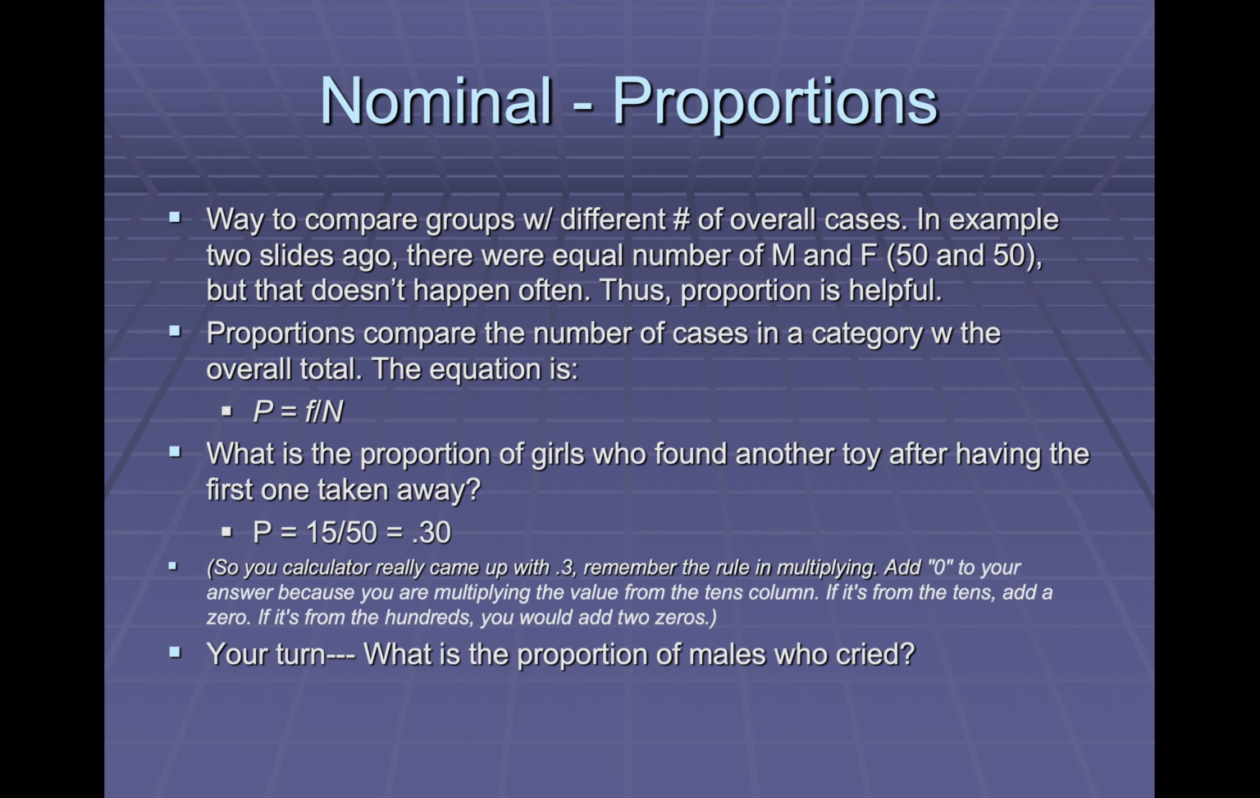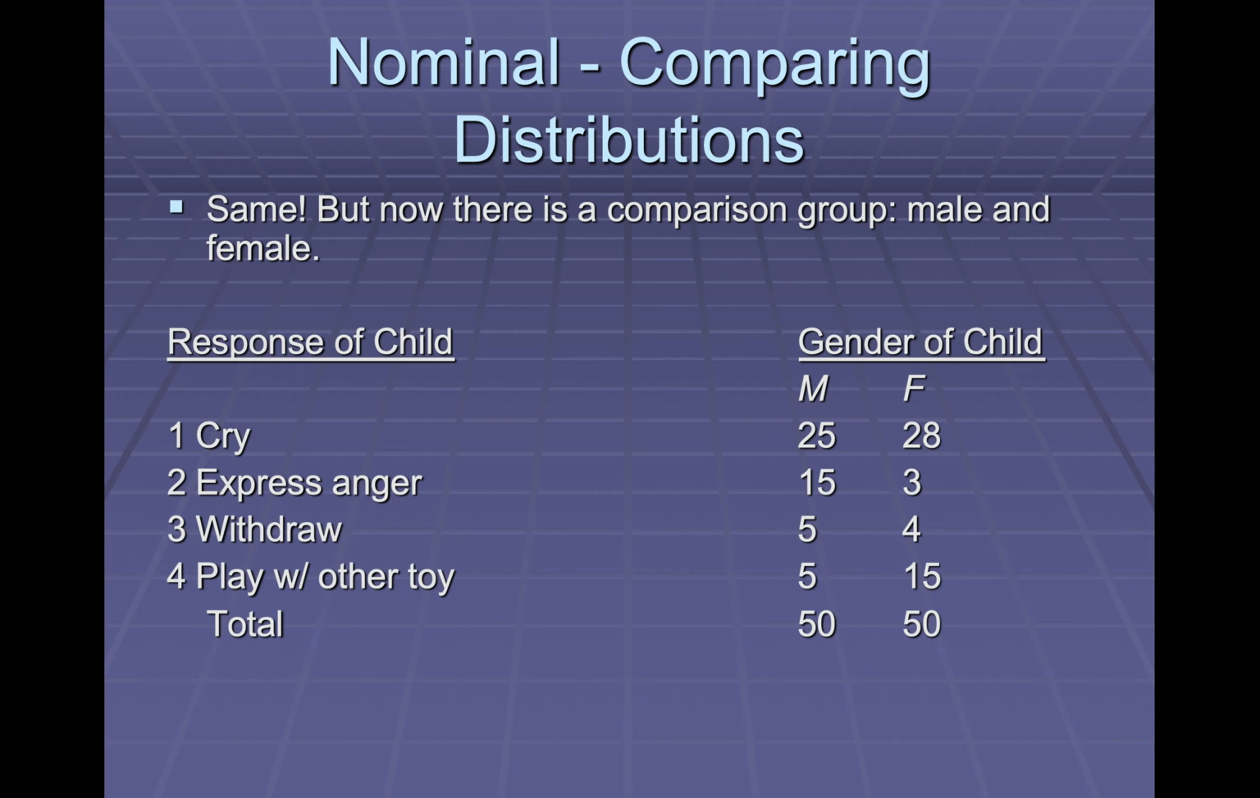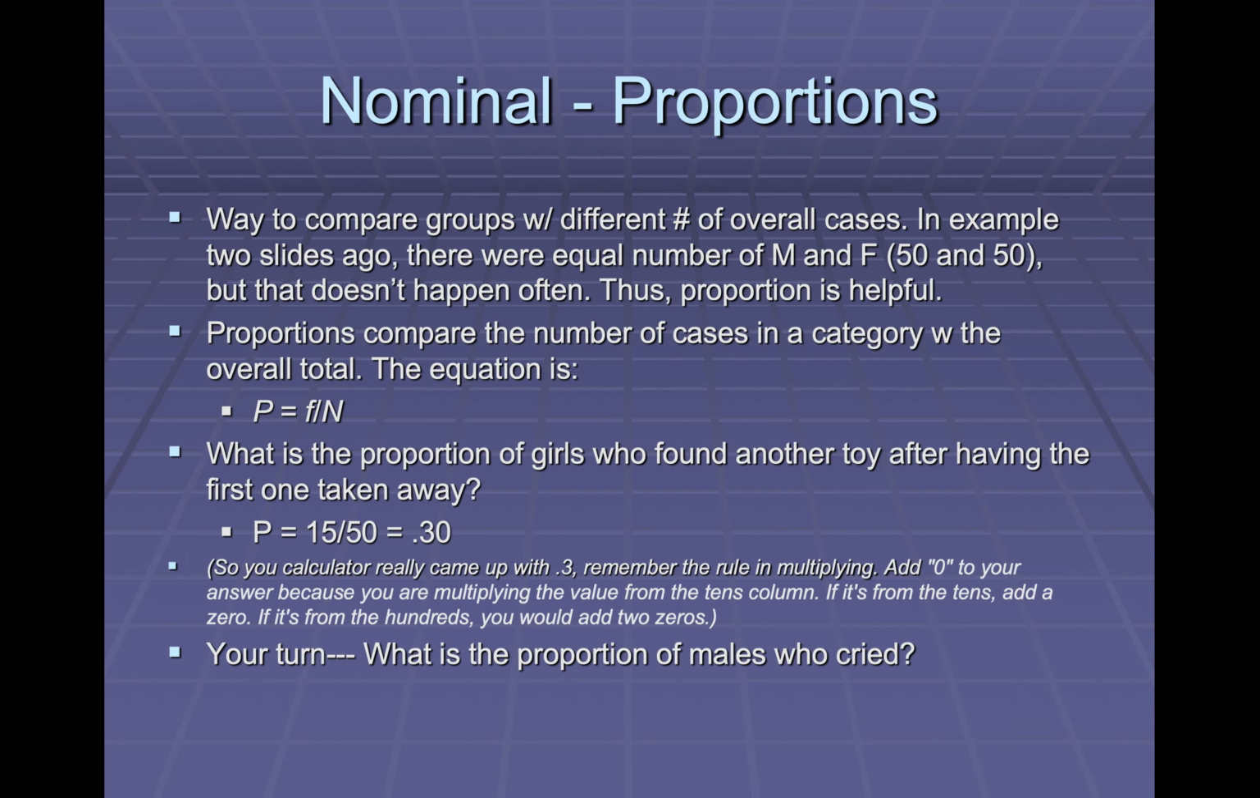What is the proportion of males who cried? Let's go back and look. I'll let you jot down those numbers. Go ahead and put it into the equation. All right, ready? Here we go with the answer. 0.50.